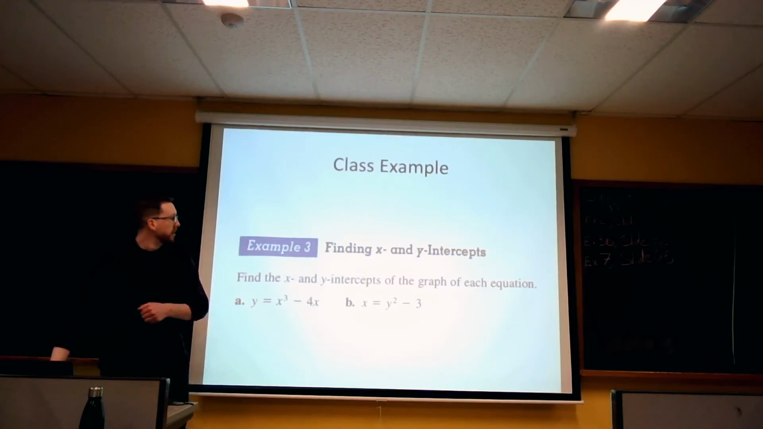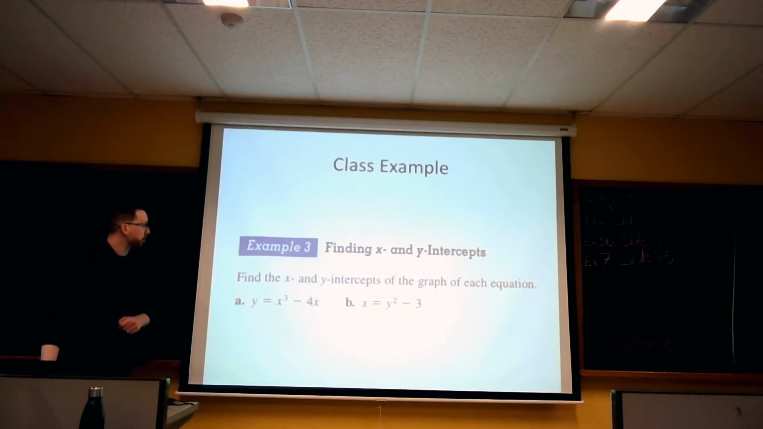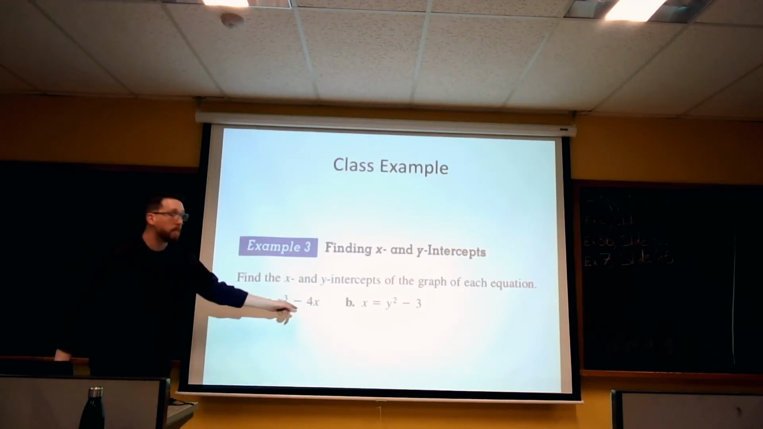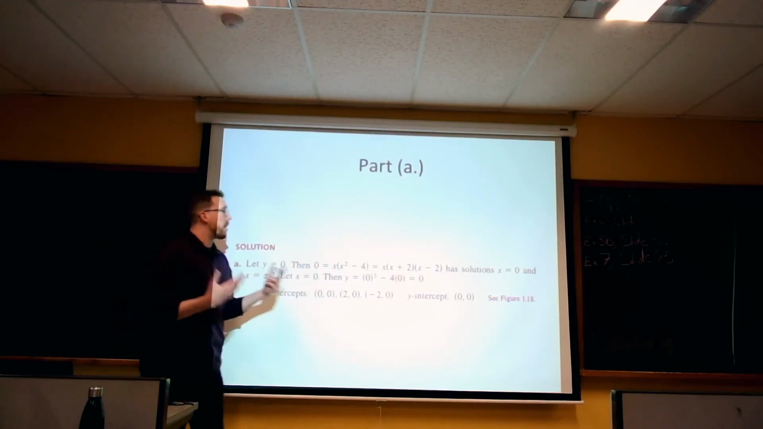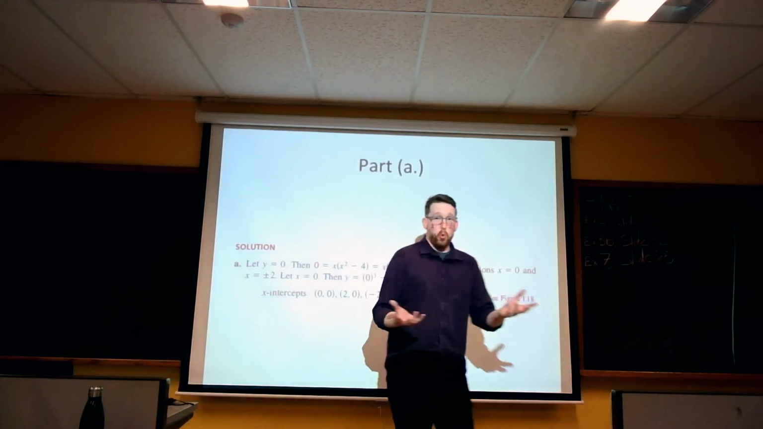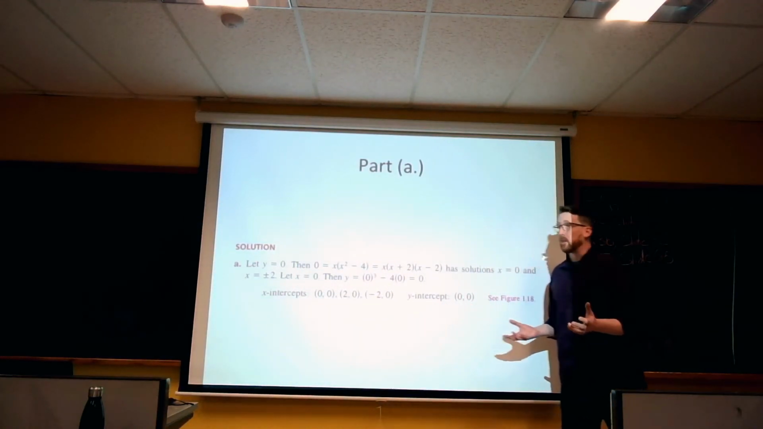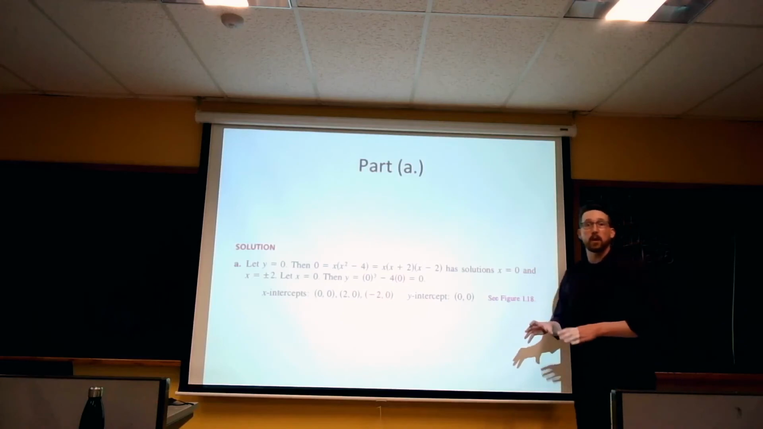Having said that, let's check out this example 3a here. So we want to find all of the intercepts, x and y, for this equation y is equal to x cubed minus 4x. To do that, the first thing we'll want to do is to factor our equation, to make it nice and easy for us to work with.